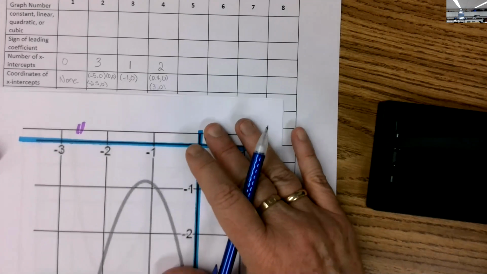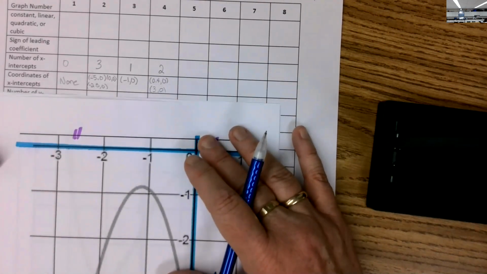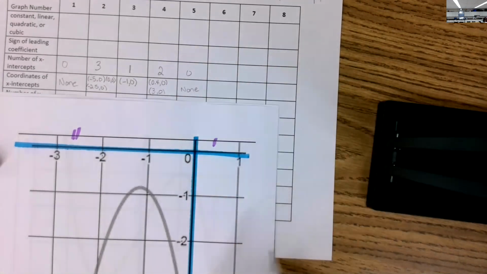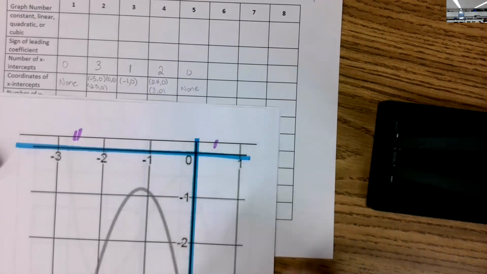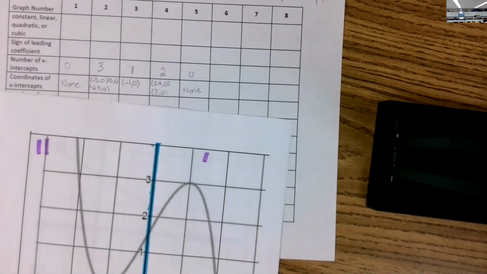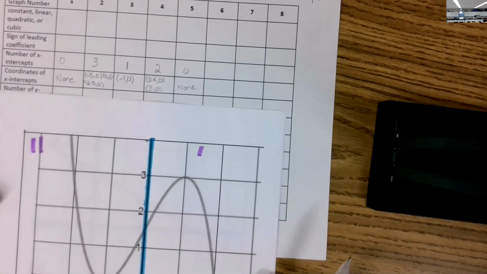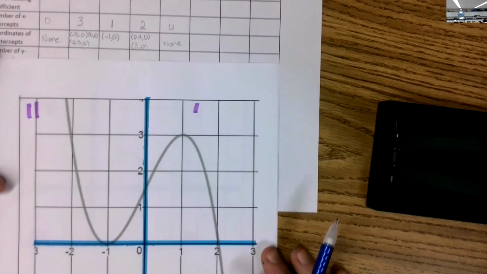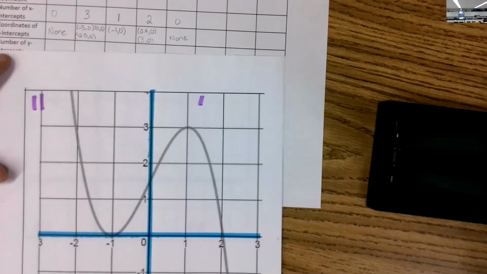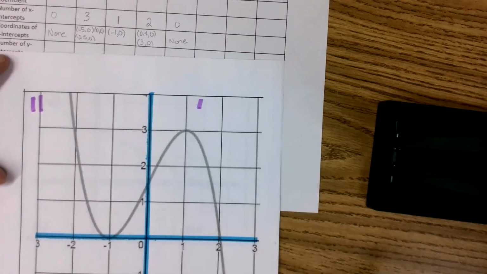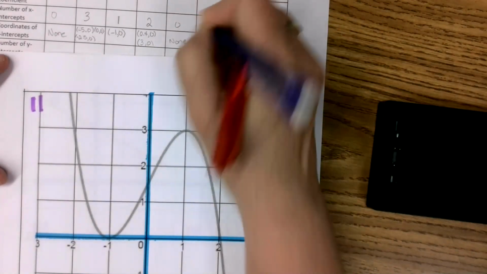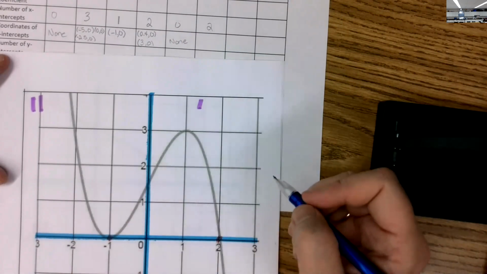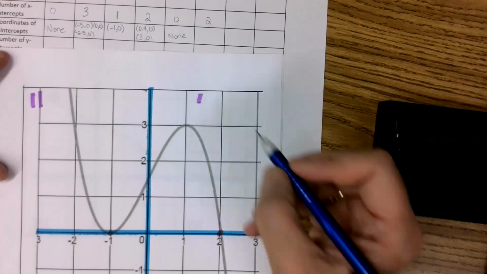All right, Driana, where are we on number 5? What are your answers? None, exactly, right? Here's my x-axis, my graph doesn't touch it. Cool, not a problem. All right, Clarissa, number 6. How many times does it cross the x-axis? Twice. Beautiful. There's one, there's one. Kate, what are those coordinates? -1 and 2.